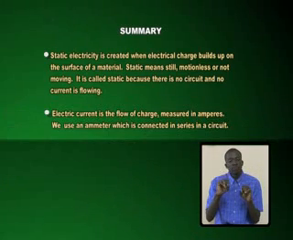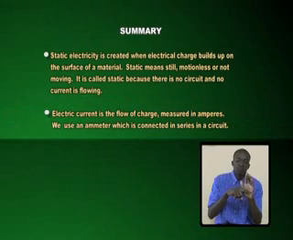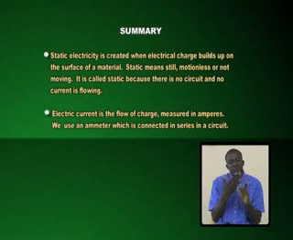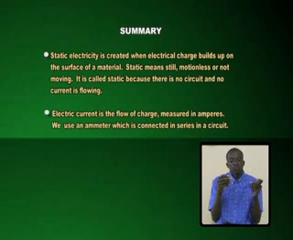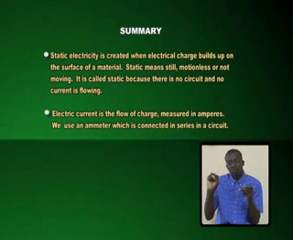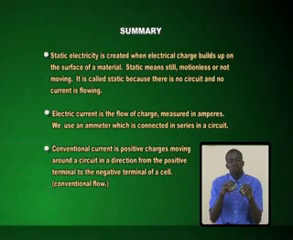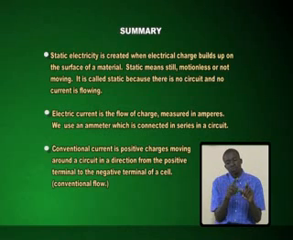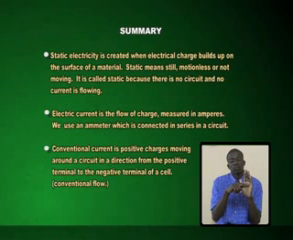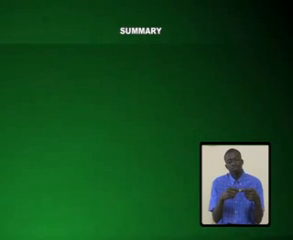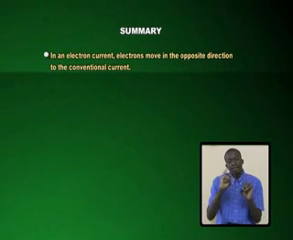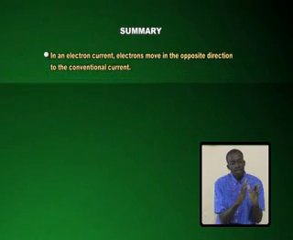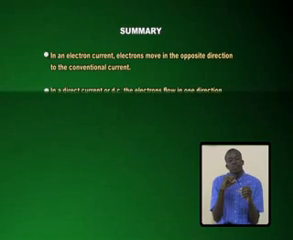Electric current is the flow of charge and is measured in amperes using an ammeter which is connected in series in a circuit. Conventional current is positive charges moving around a circuit and the direction is from the positive terminal to the negative terminal of a cell. This is known as the conventional flow. In an electron current, electrons move in the opposite direction to the conventional current.